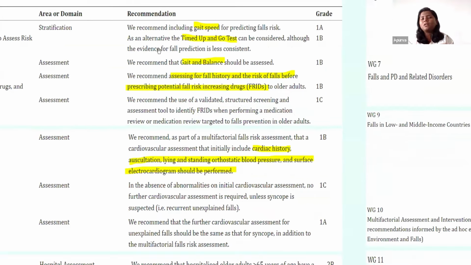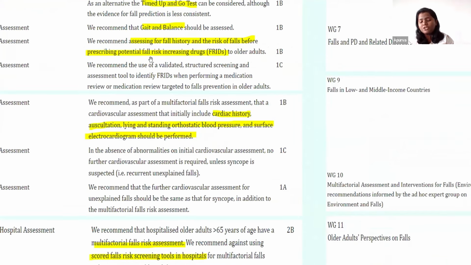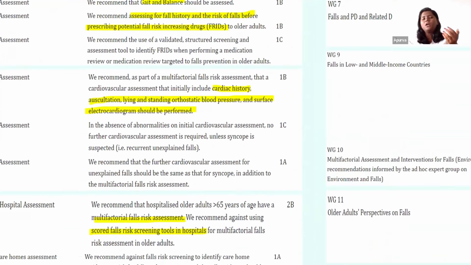And otherwise, as I just mentioned earlier as well, there are a few drugs which increase the patient's likelihood of fall. So a detailed drug history of the patient is required, and we need to rule out any FRIDs, that is fall risk increasing drugs. So we need to rule out any presence of FRIDs in your patient.